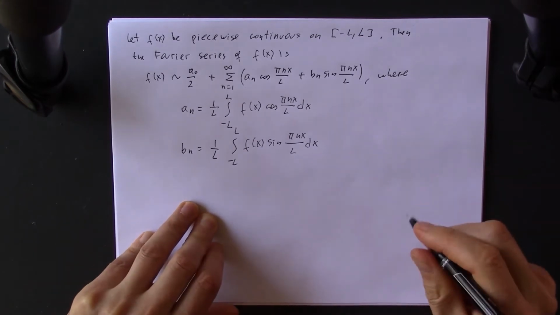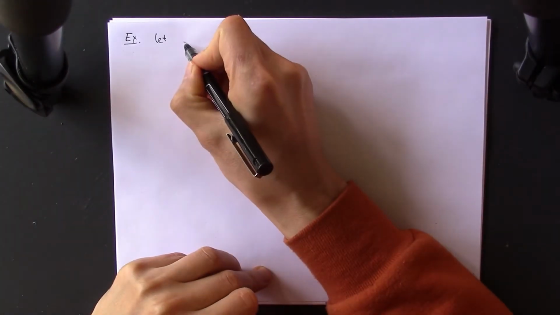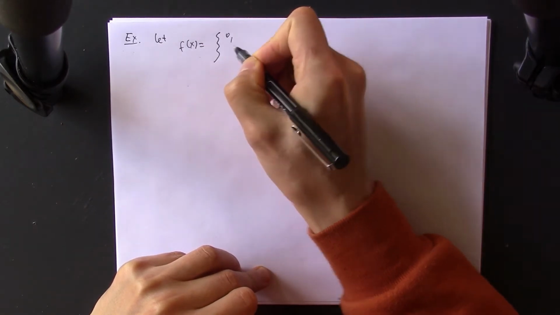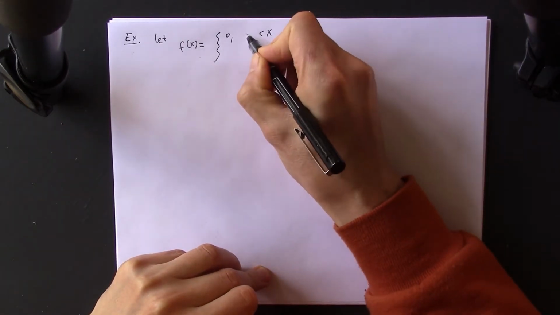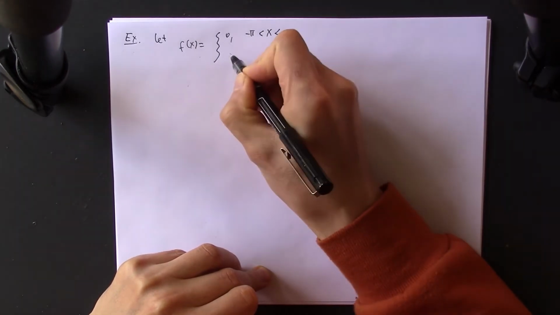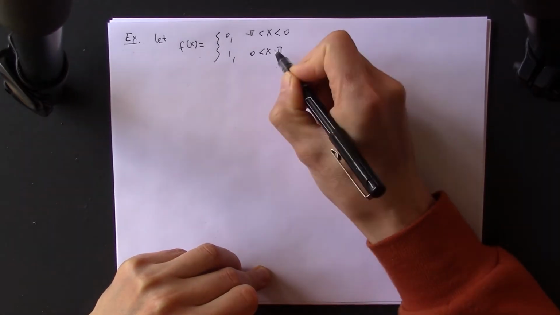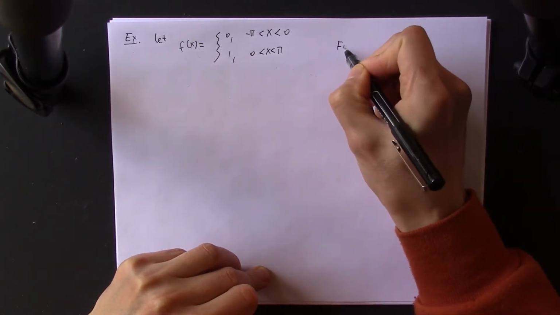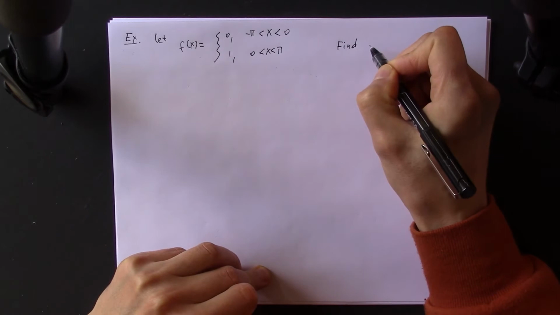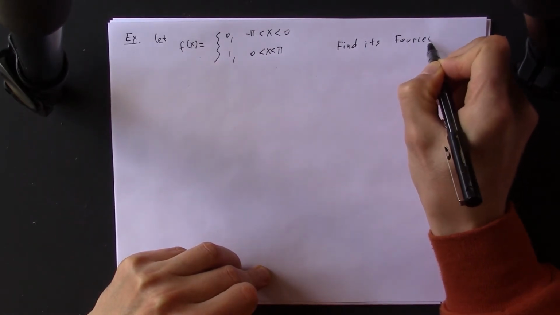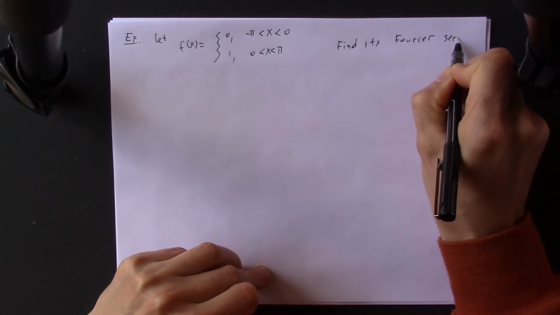We'll do a few examples now. Example, let function f of x be given to us by cases. It equals to 0 when x is between negative pi and 0. It equals to 1 when x is between 0 and pi. We want to find its Fourier series.